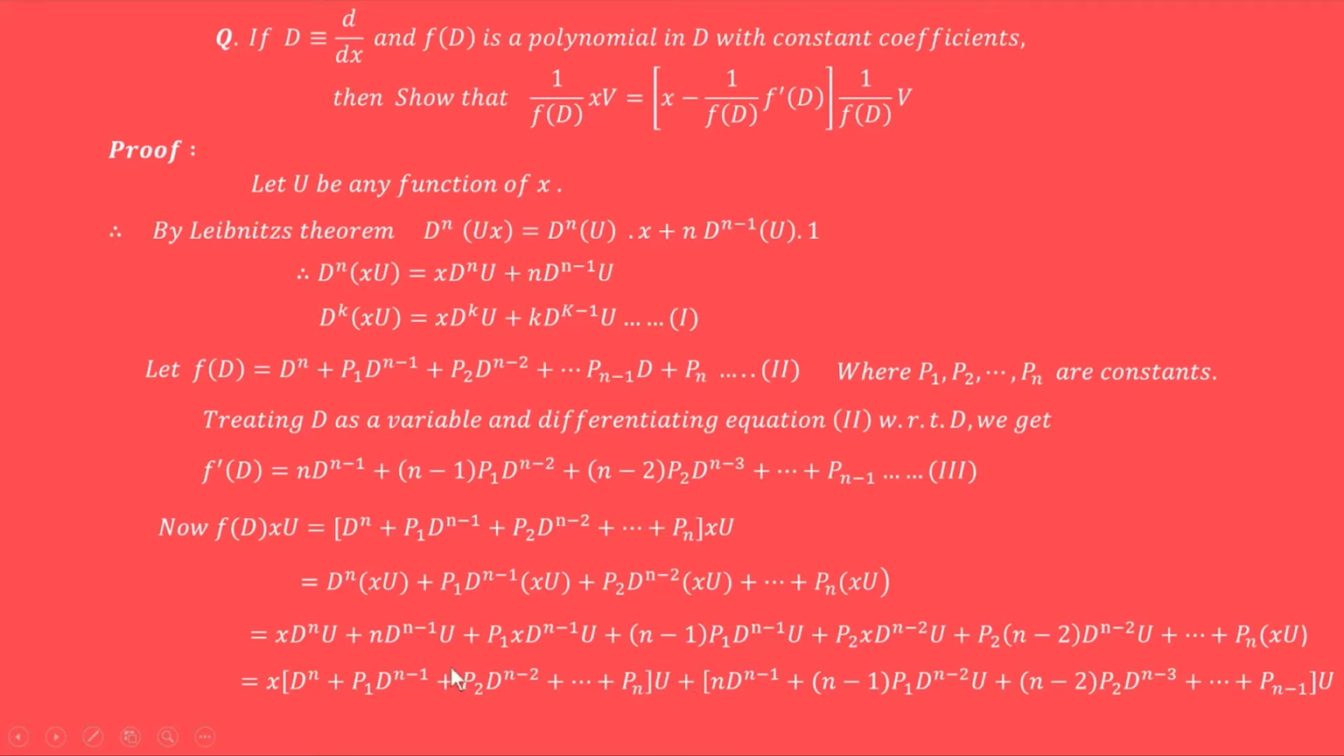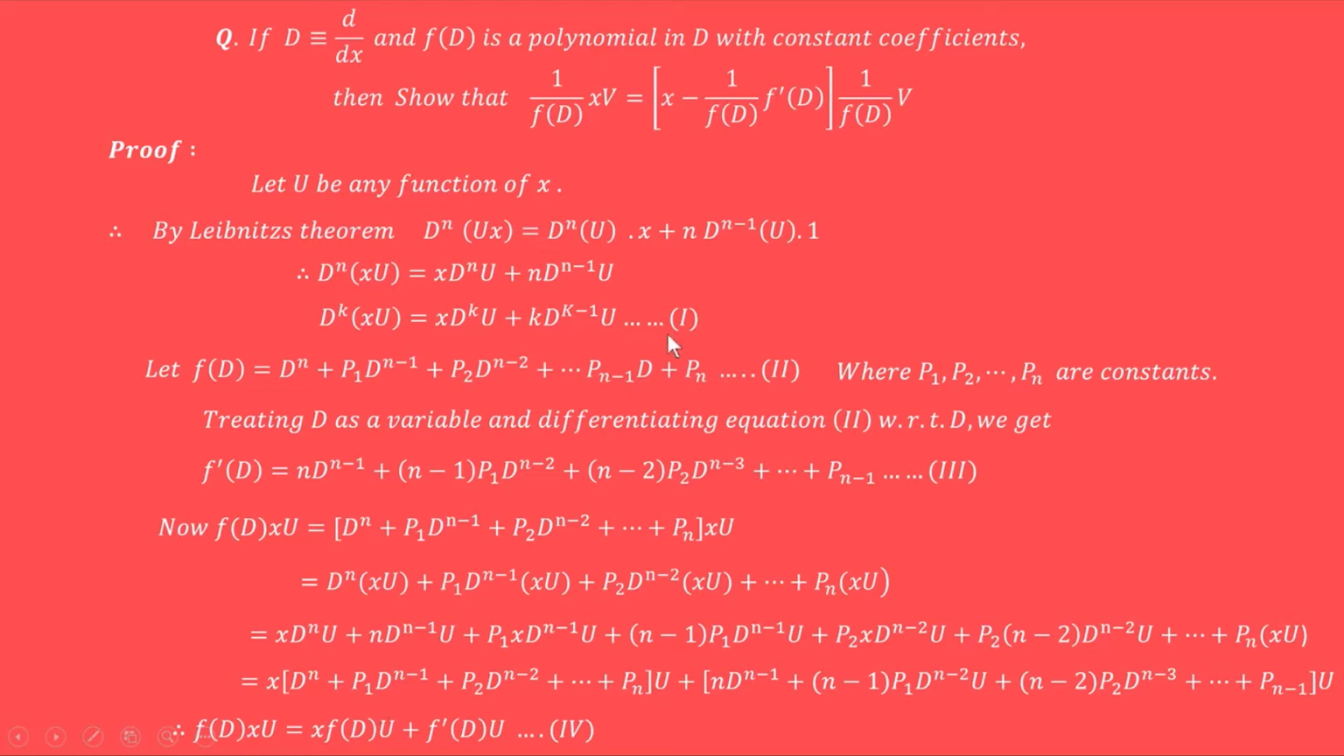Plus, now see the remaining terms, that is, the even terms. We can take u as common to the right hand side, and so we get n d raised to n minus 1, then n minus 1 p1 d raised to n minus 2, then n minus 2 p2 d raised to n minus 3, and continue in this way. In the last but one term, we get pn minus 1 and that u outside. And therefore f of d into xu is equal to this, x as it is.